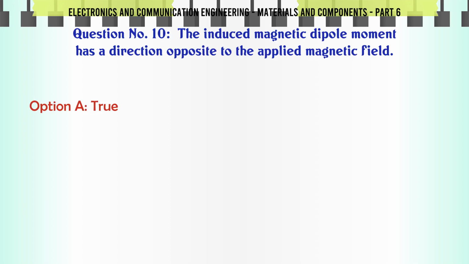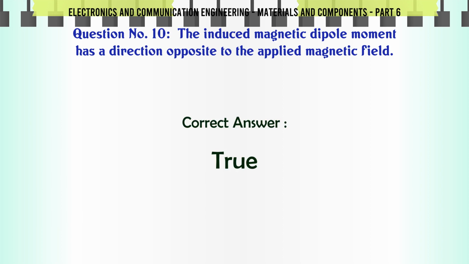The induced magnetic dipole moment has a direction opposite to the applied magnetic field. A. True. B. False. The correct answer is true.